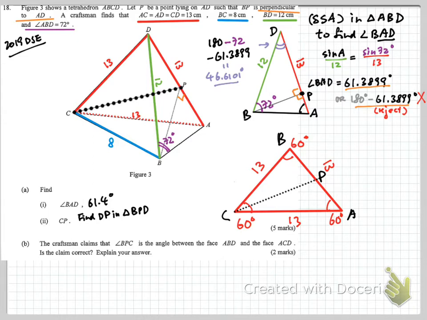So we have DP equals 12 times cosine angle D. We have cosine angle BDP, so that we have the answer. DP will be 8.2435, something like this. So that is step 1.